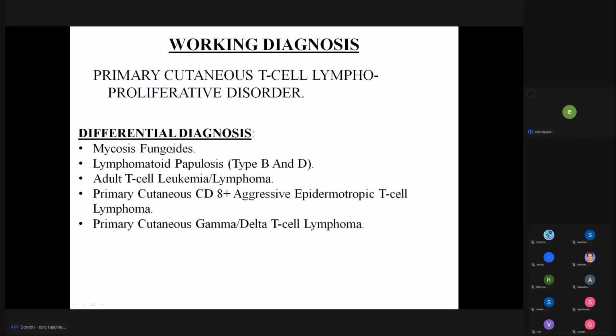I would like to give differential diagnosis like mycosis fungoides, lymphomatoid papulosis, maybe type B and D, adult T cell leukemia lymphoma, primary cutaneous CD8 positive aggressive epidermotropic T cell lymphoma, and primary cutaneous gamma delta T cell lymphoma.